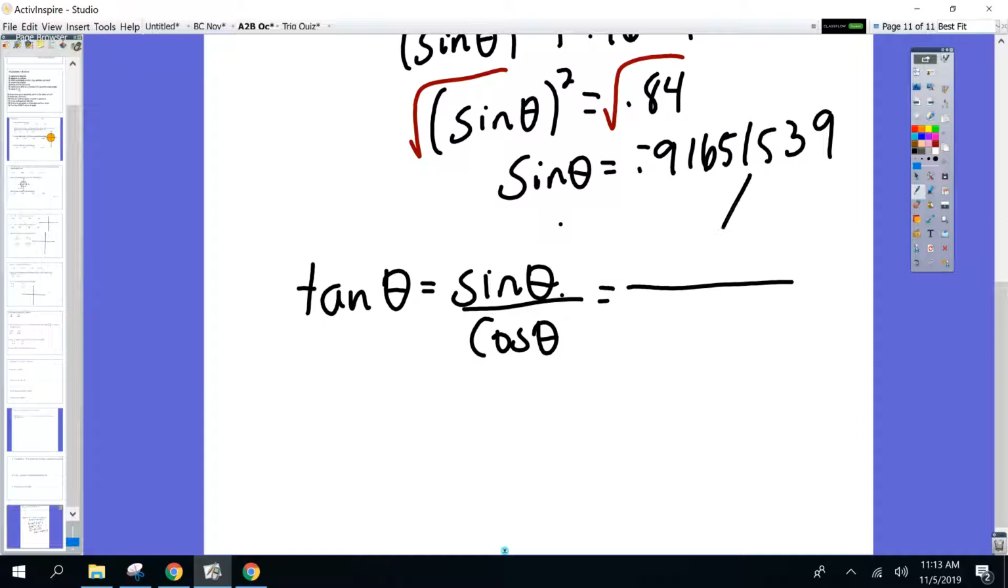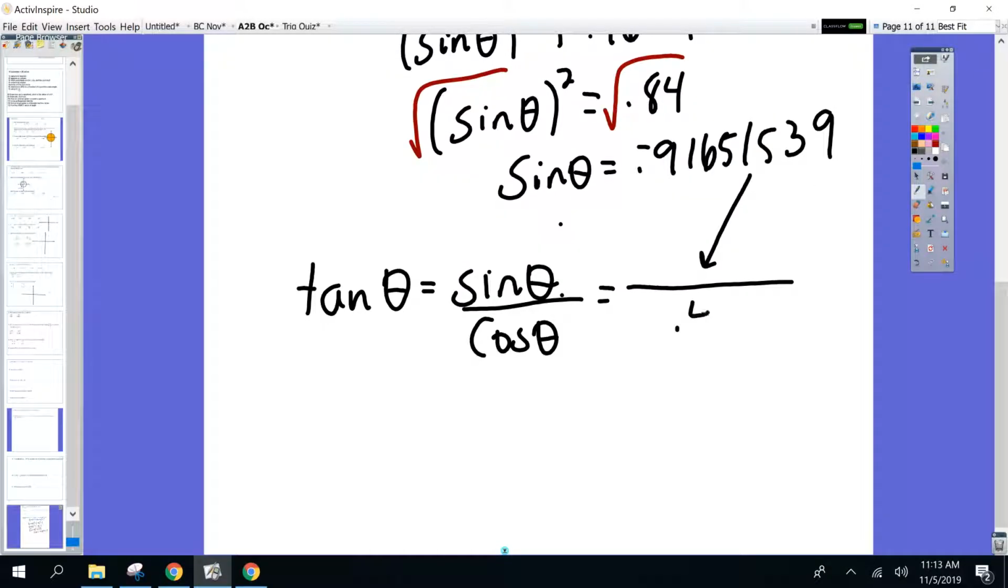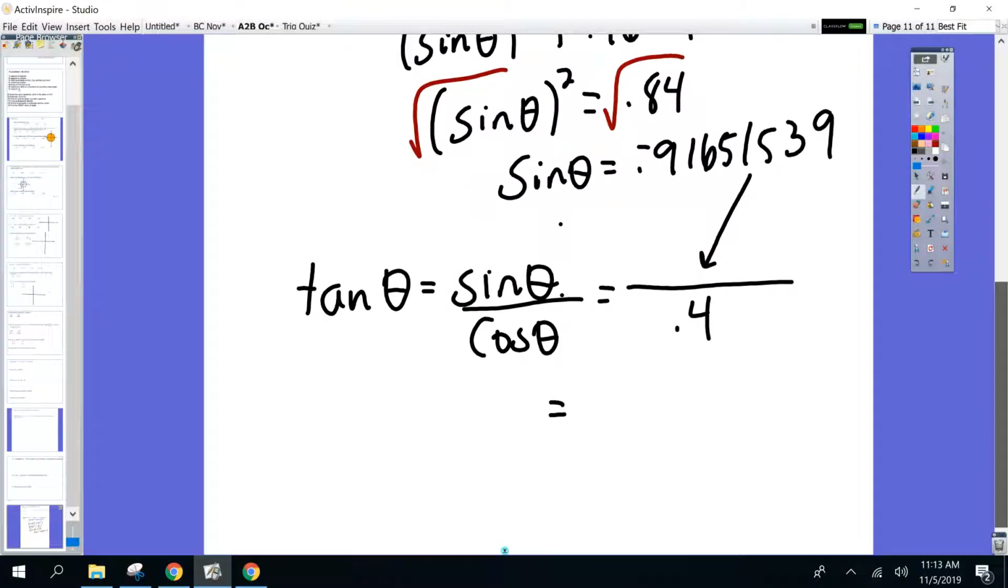So up top, I'm going to plug in that negative 0.9165139. And on the bottom, that was given to me as 0.4. So negative answer divided by 0.4. We get out, what's our rounding directions here? 100th, negative 2.29.